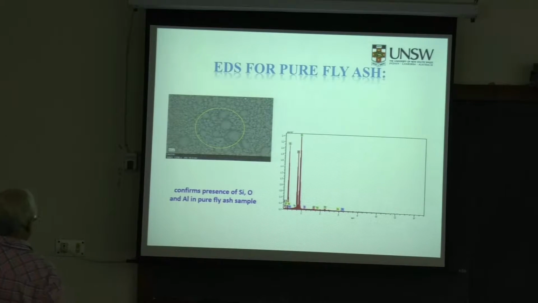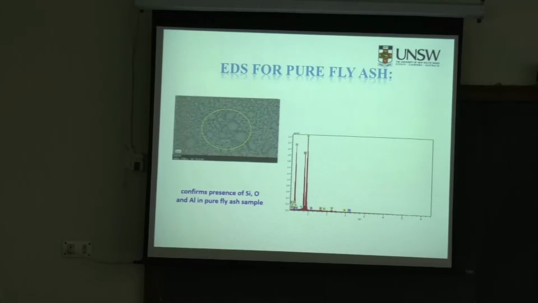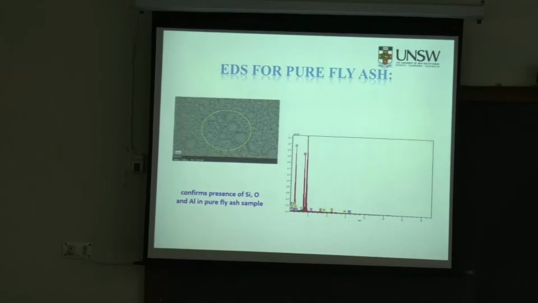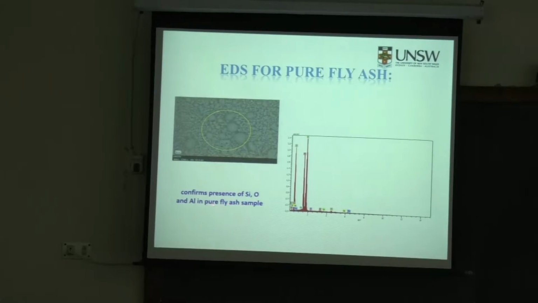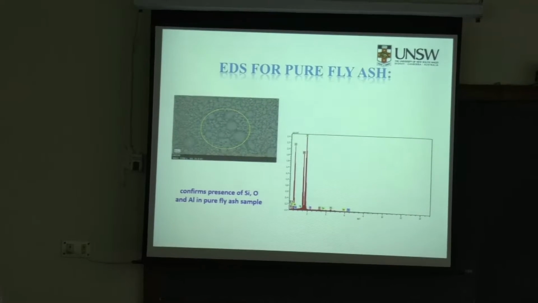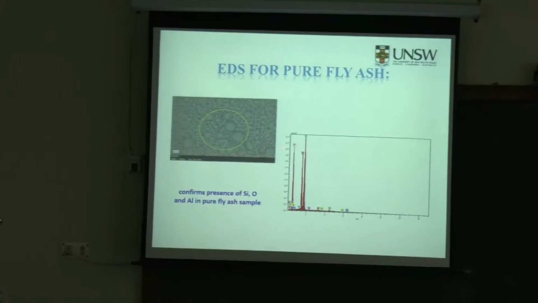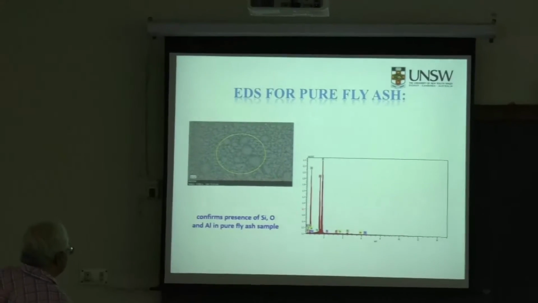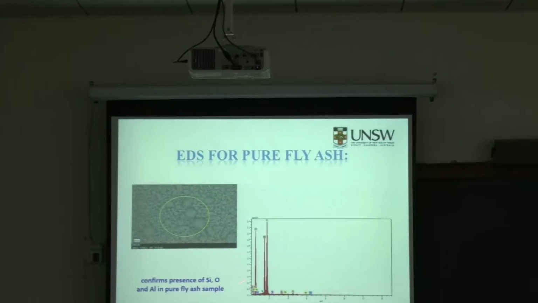EDS, energy dispersive spectroscopy, for fly ash, it confirms presence of silicon, oxygen, and aluminum in pure fly ash sample. This is for pure fly ash. And this is how the EDS looks like. If you scan along that, this is what it shows you. This is oxygen, this is aluminum, and this is silicon. And then this is the intensity.